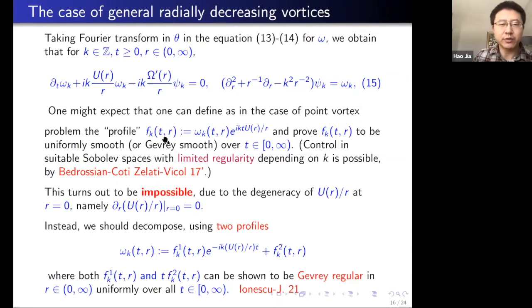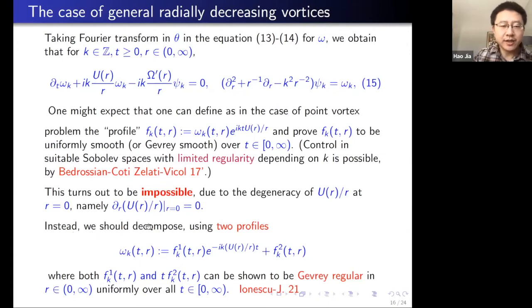In general, we cannot control F_k in a smooth norm. This is due to the degeneracy of this oscillatory factor U_R over R. Because U_R is coupled with e^{i theta}, U_R has expansion as R goes to 0 in the form of R plus R cubed. So if you divide by R and take the derivative, naturally this is equal to 0. That means your oscillatory factor has a degeneracy. This degeneracy is for now responsible for all the remaining difficulty we have in extending to the nonlinear problem.